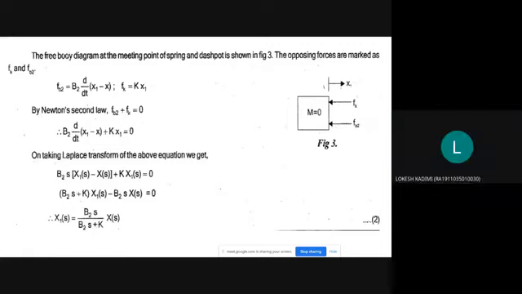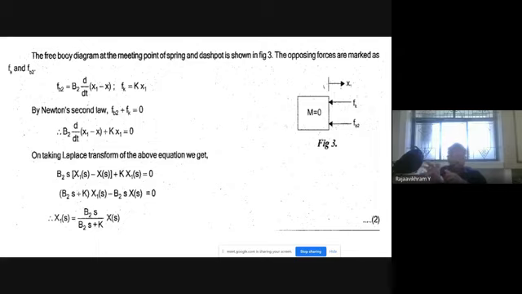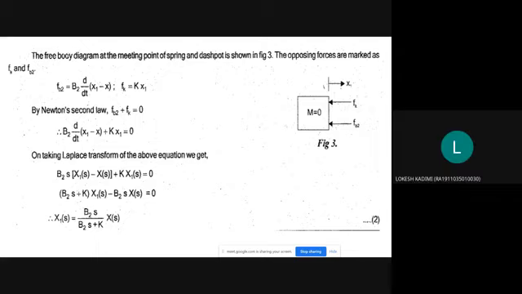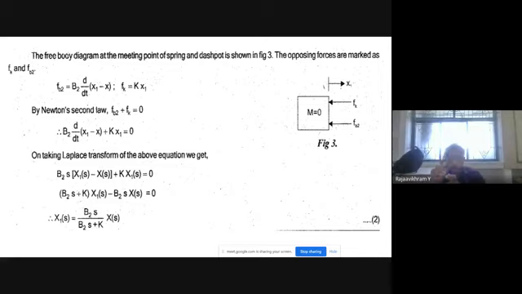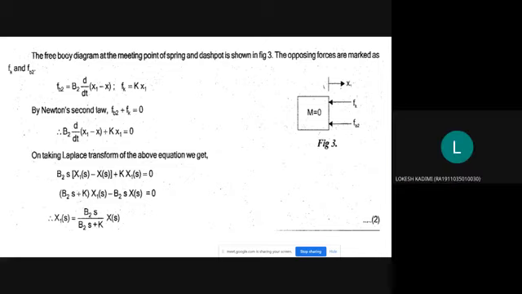That is the meeting point. The free body diagram is drawn at the meeting point, meaning this is the reference point we are assuming in this figure. From this reference point, based on that, you have to draw the free body diagram. And for the other remaining diagrams, we have only one reference point.